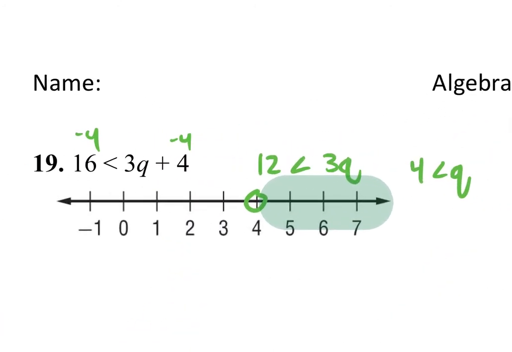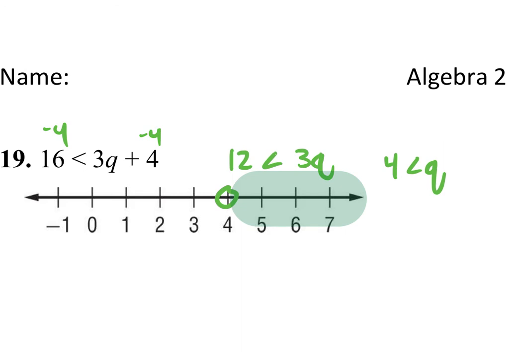You have a couple more inequalities. When you solve this one, we get 4 is less than q, which is the same thing as q is greater than 4, if you want to flip it around using the symmetry property. That's an open circle because there's no line under my inequality. And I need my variable to be greater than 4, so I'm shading all the numbers greater than 4.